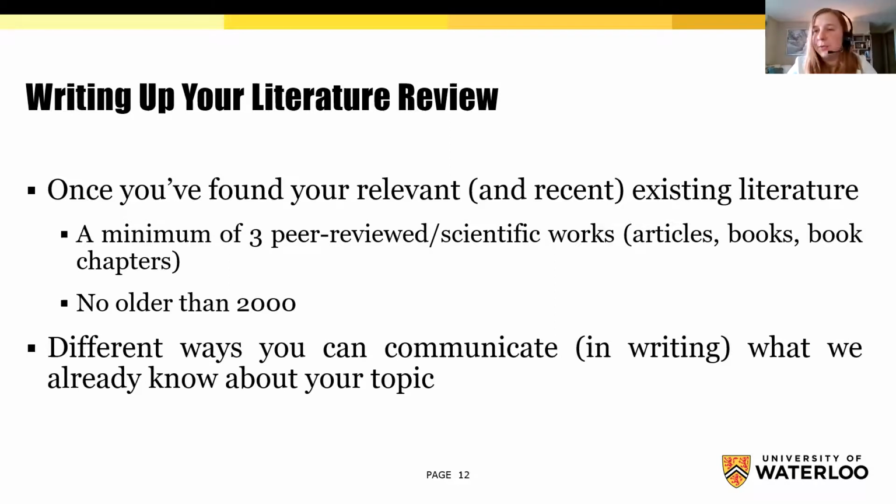Okay, but what do you do once you've found your literature, right? What's the next step? Once you've done your searches of the databases, you found your articles, book chapters, books that are peer-reviewed, that are relevant for your study. Well, again, I'm looking for a minimum of 3, no older than 2000. There are different ways that you can write up your literature review, different ways of communicating what you found regarding existing studies in writing, to convey that information, right? Summary, synthesis, analysis in your final research paper.